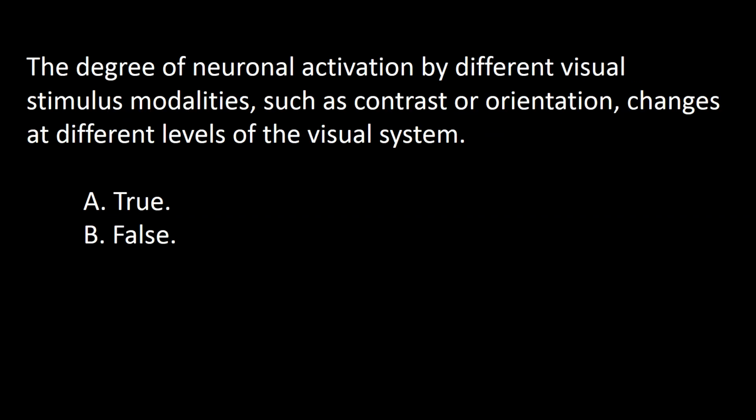Next question. The degree of neuronal activation by different visual stimulus modalities, such as contrast or orientation, changes at different levels of the visual system. A true, B false.